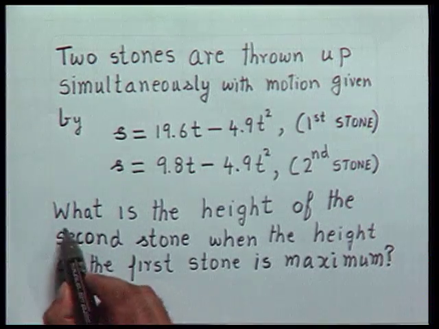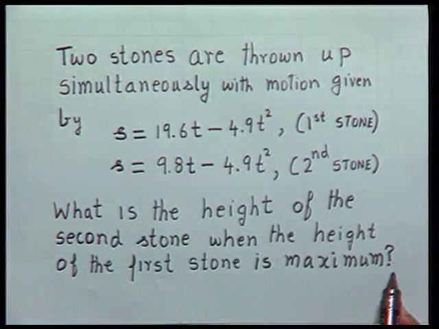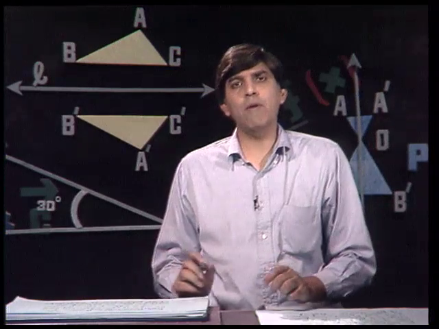Let us just think carefully. What is the height of the second stone when the height of the first stone is maximum? Well, this problem may appear a little difficult at the beginning, but if you think carefully, there is really nothing much to it, just a simple application of derivatives. What do I mean by that?